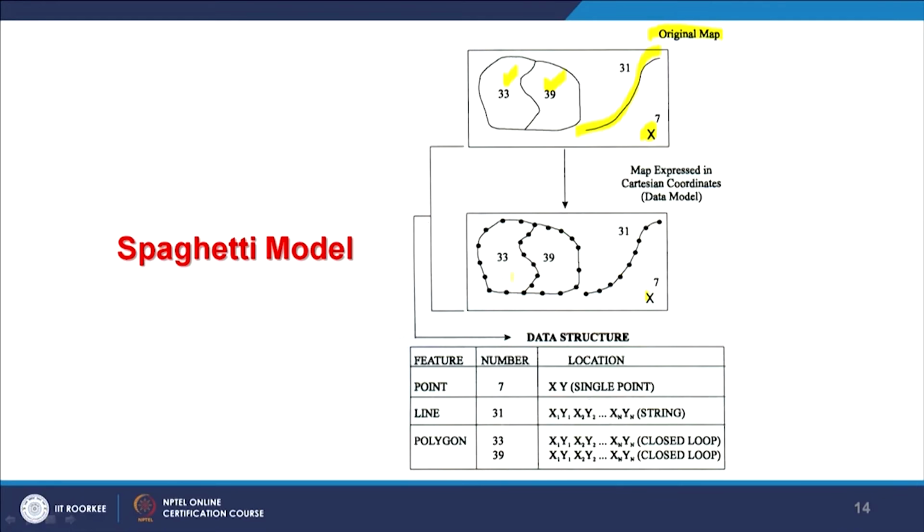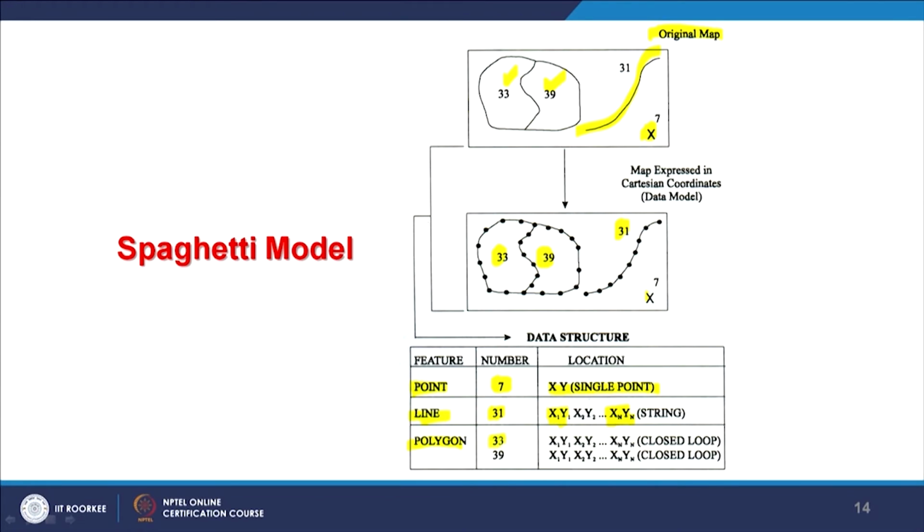Now, how it will be stored further in the form of tables: you will have point information, a number or some code is given, an ID is given, like here 7, and a set of coordinates, that is x and y. Then in the case of line, here the number shown is 31, that is the ID, and then you have x1, y1 to xn, yn, a string of points which are connected through a line. And then polygon, now this is shown as 33 and 39.